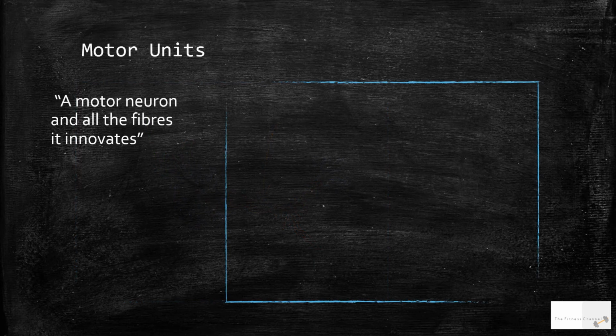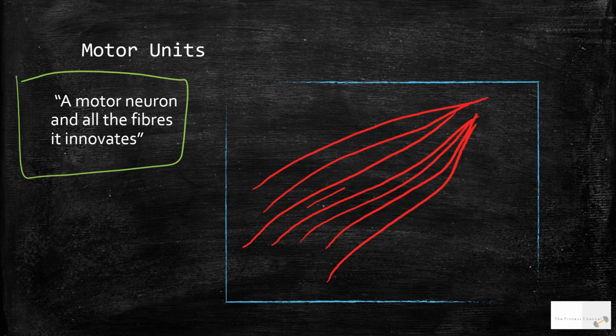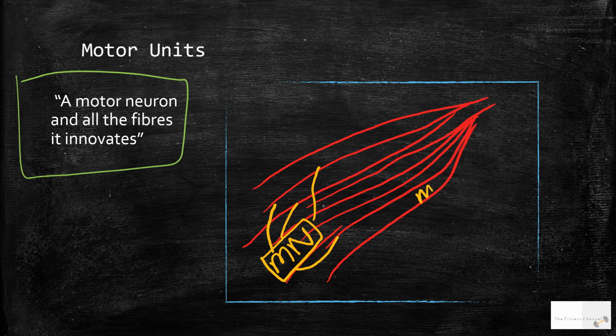Now, with motor units, try and remember this definition. A motor unit is a motor neuron and all of the fibers that it innervates. And here's what that's going to look like. Within your body, if you imagine these red lines are your muscle fibers, you will have a motor neuron, and that motor neuron is going to attach onto a number of fibers. Not all of them, just some of them. Another motor neuron will attach to other fibers, and another motor neuron will attach to other fibers.